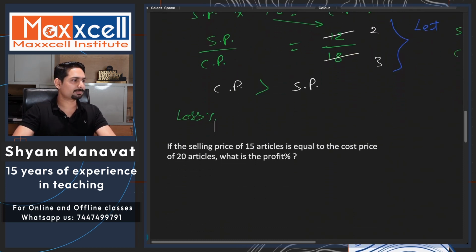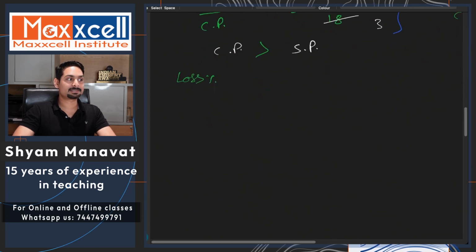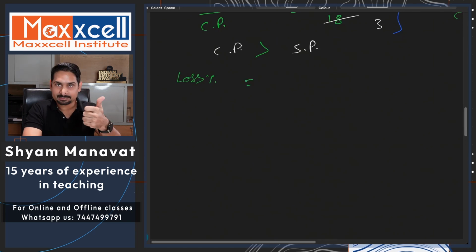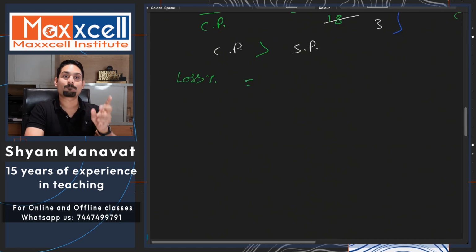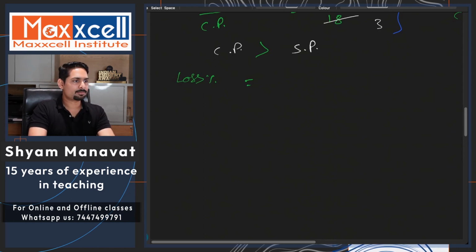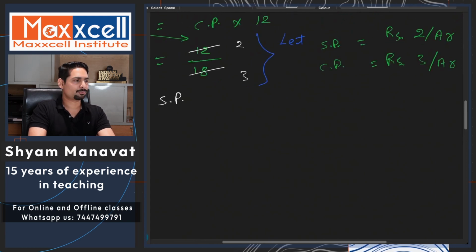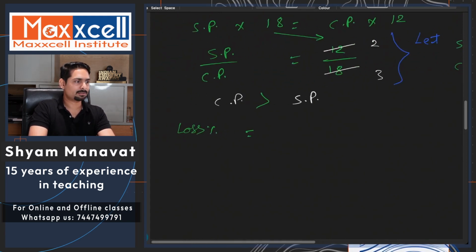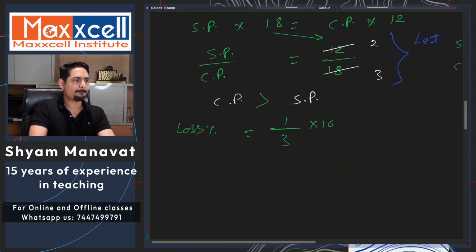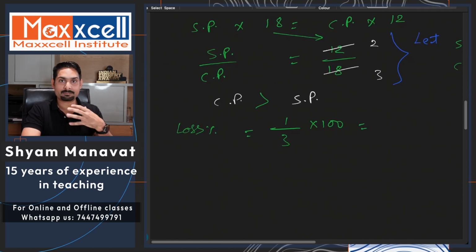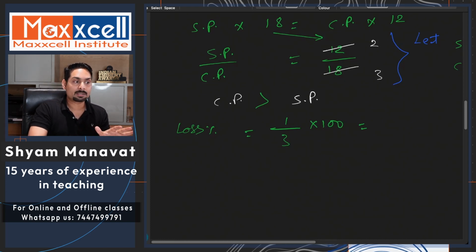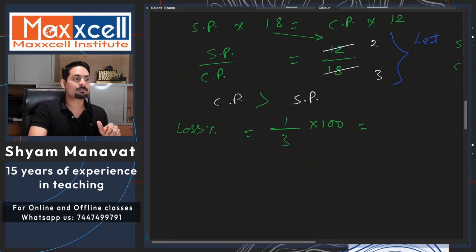How do we calculate loss percent? Loss percentage is calculated on which price? Cost price, correct. Profit percent on cost price, loss percent on cost price, discount percent on mark price. So loss percent equals difference, numerator is only the difference, 2 and 3, difference is 1, divided by cost price, which is nothing but 3, multiplied by 100. We know the fraction percentage table, we have by-hearted it. 1/3, the value of this fraction, 1/3 in percentage is what?